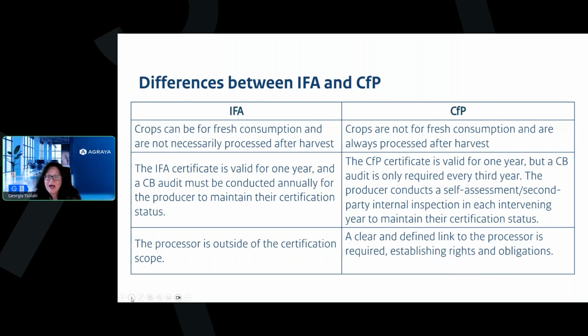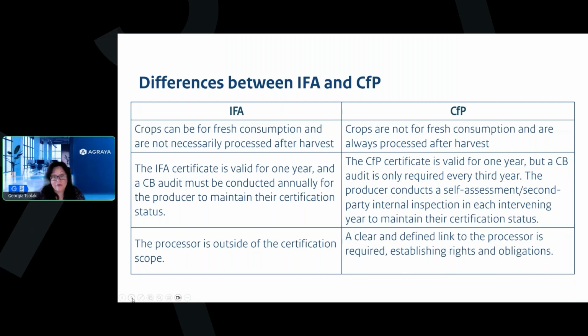IFA and CFP offer a certificate with 12 months validity, annual validity, but the difference is that in IFA, the certification bodies' external third-party audit takes place annually. In CFP, the external CB audit takes place once every 3 years. And in the interim years, the producers conduct their self-check, their self-control, and inform accordingly the certification body.